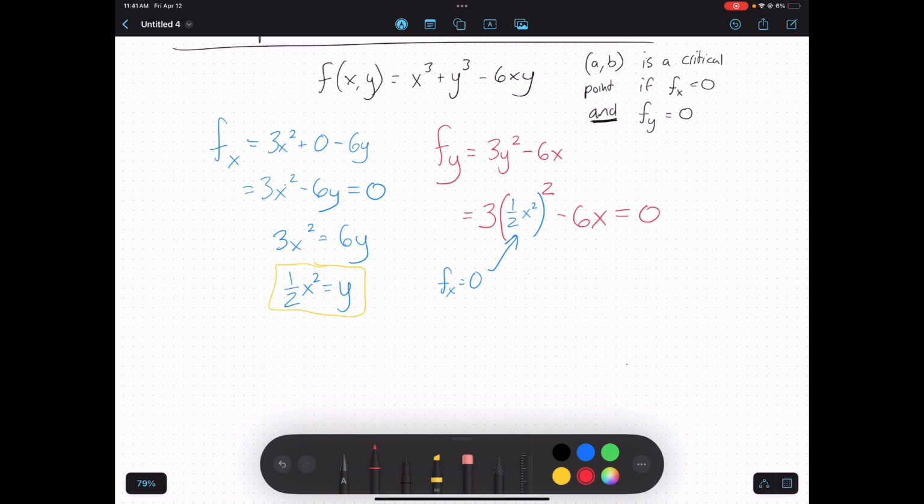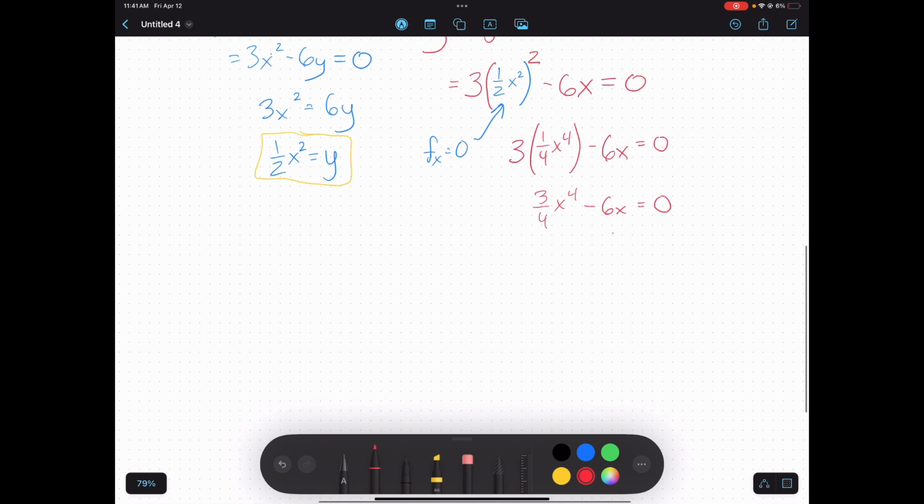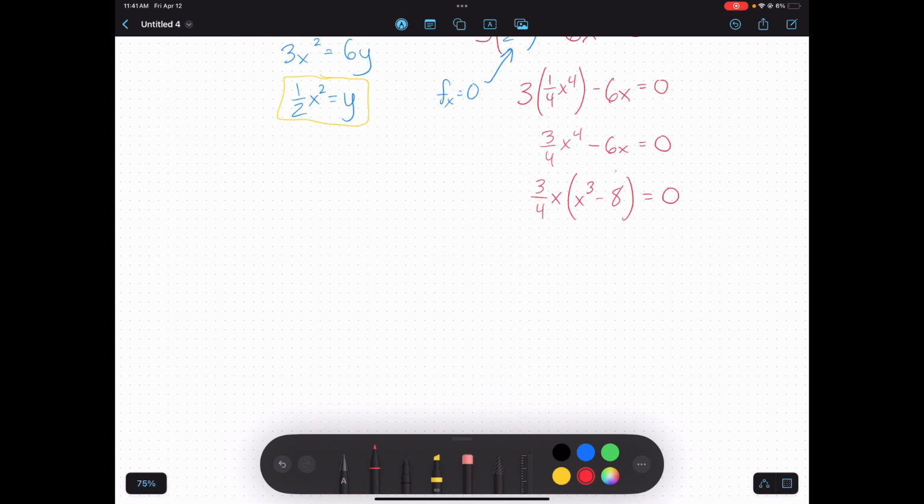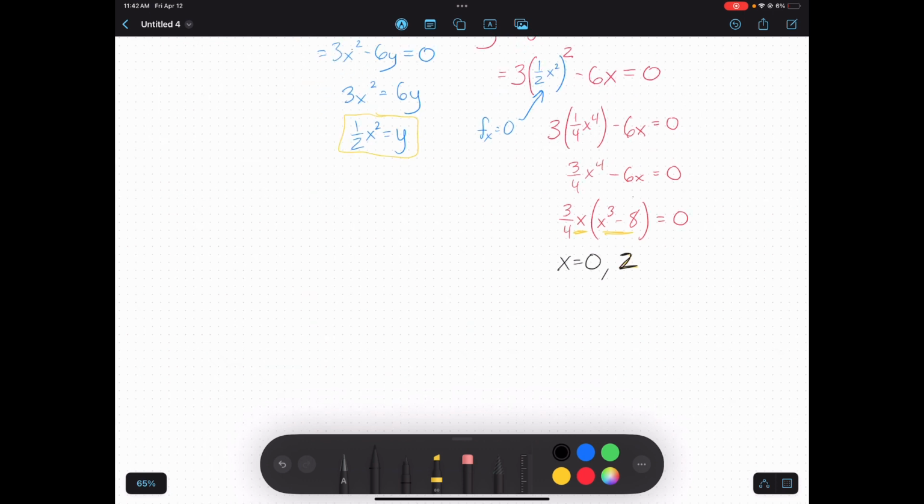What's nice about this is that I'm going to square 1/2 x squared. I get 1/4 x to the 4th. Now it's all in terms of x. I get 3/4 x to the 4th minus 6x. I can factor out an x, and in fact, I'll go ahead and factor out the 3/4 as well. I'm going to factor out 3/4 x, and I'm left with x cubed minus 8. This gives me two possible critical points. If I focus on this term, that gives me the critical point of x equals 0. And then if I focus on this term, I can set that equal to 0 and solve for x, and I get positive 2. So two possible critical points.